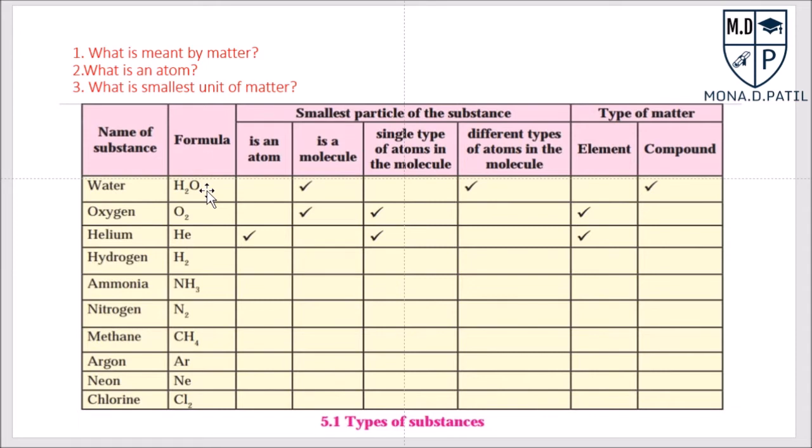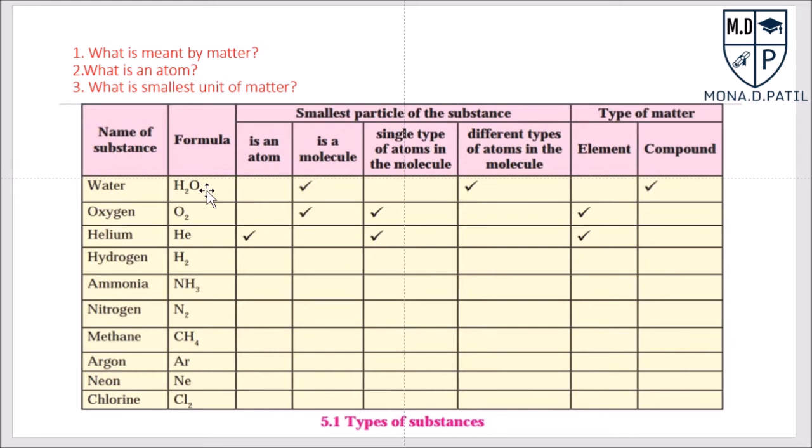Now here both the atoms, hydrogen and oxygen, are of different types. So here we have different types of atoms in the molecule. So from all this information, water has two atoms of hydrogen and one of oxygen, so it is what? A compound.